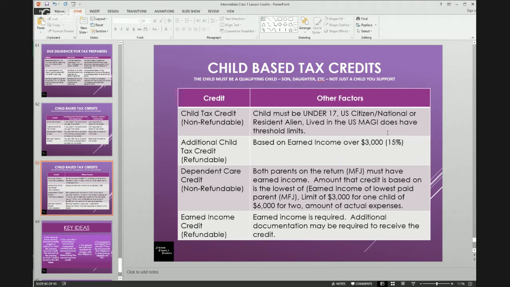Regarding the earned income credit, that also is a refundable credit. Earned income is required. If you do not work, you do not get this credit. If you have unemployment only, you would not get this credit. If you have passive income only, you would not get this credit. So if you are receiving disability payments or third-party sick pay, if it's third-party sick pay, you would need to talk to a tax professional, because sometimes that would be eligible and sometimes it would not. It would depend on how it's coded and what the payments are from.